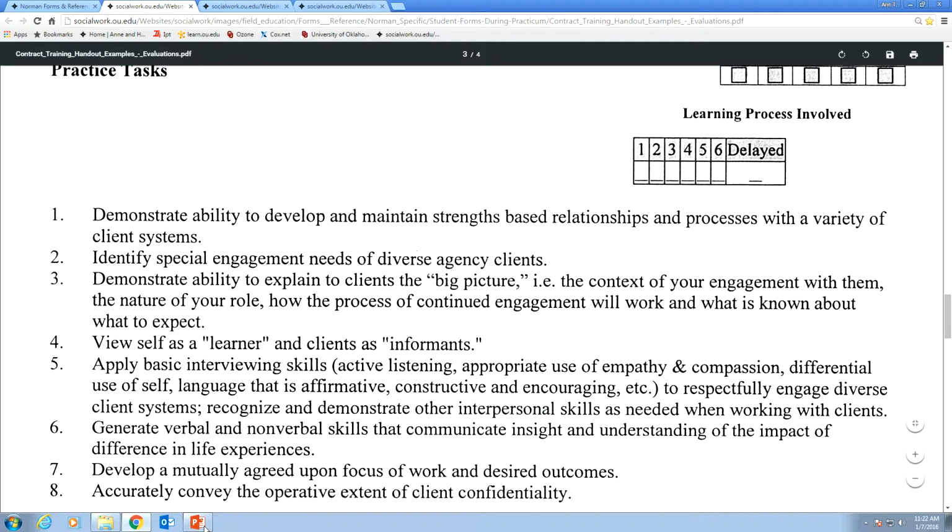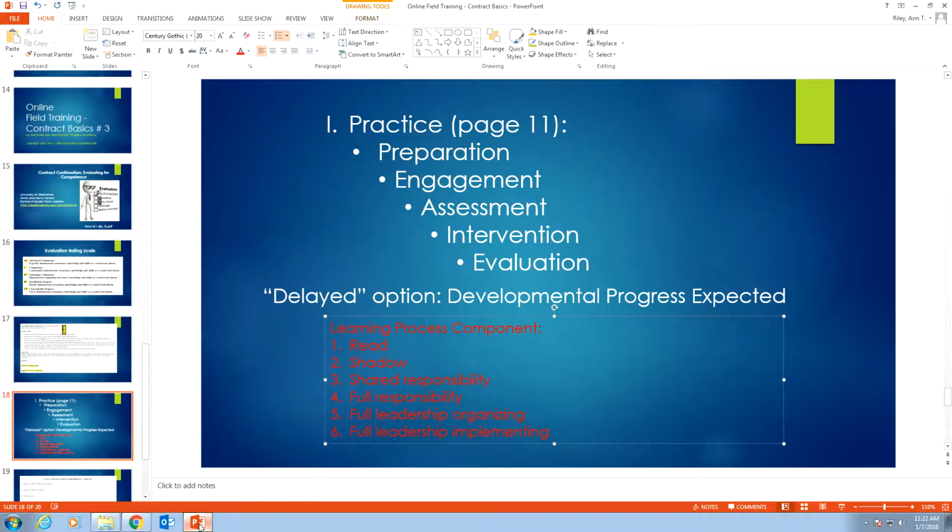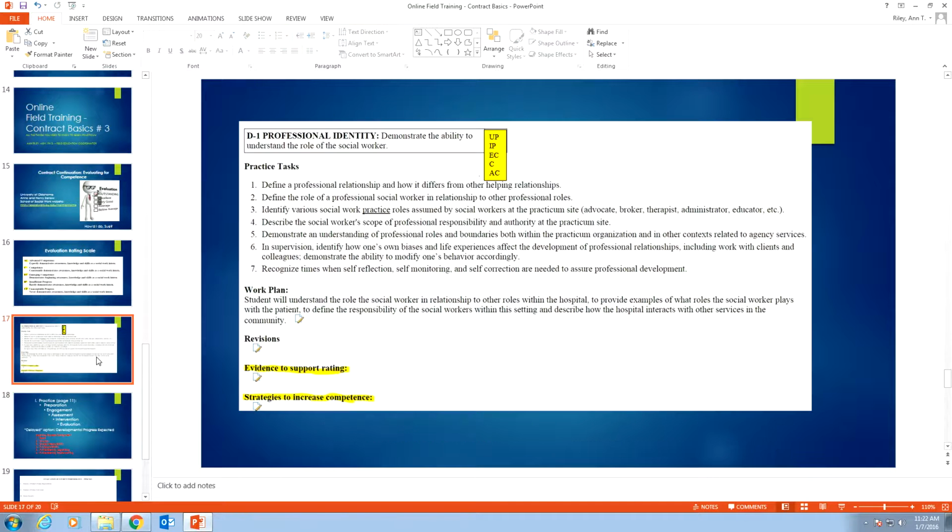The field instructor can accomplish evaluation in this process in a variety of ways as they're in charge of it. They can complete the evaluation on their own. They can include the student by doing it together. They can have the student provide a self-evaluation for discussion and/or comparison. And they may consult with other staff, especially if a preceptor is part of the process. So there are different ways to complete this evaluation process.